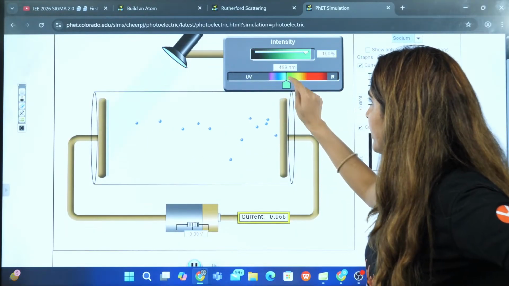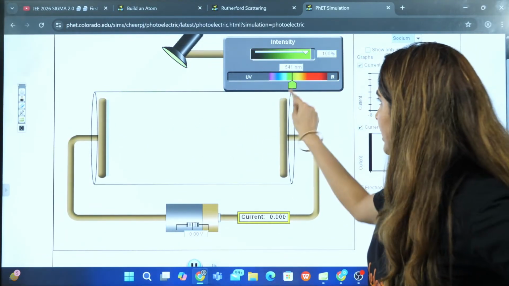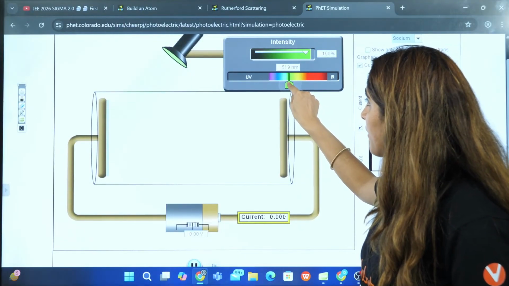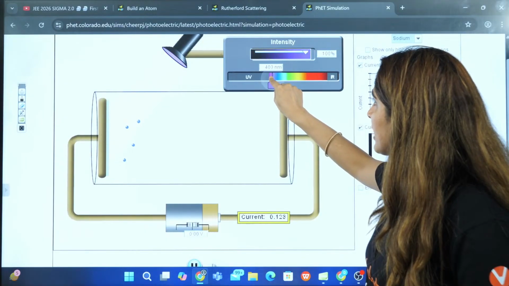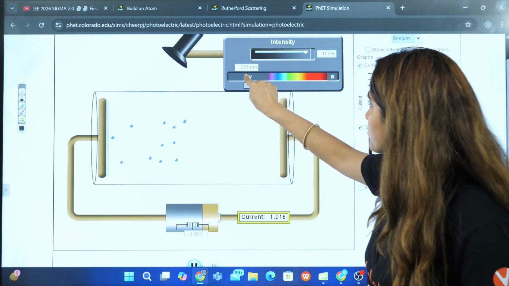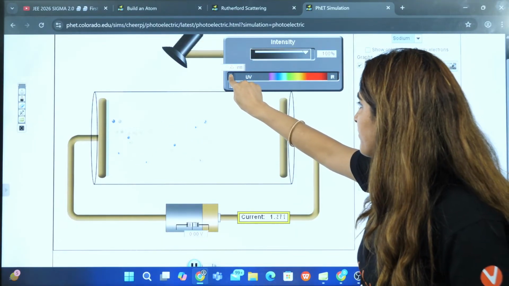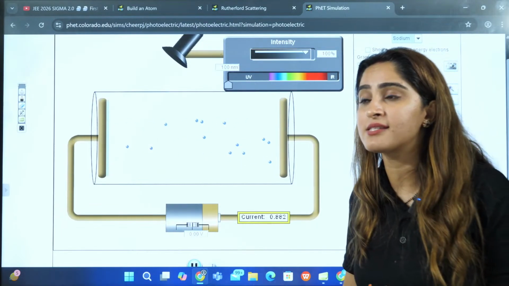Let's see, you move it here, right? Okay, there is no ejection of electron. Lambda decreases, which means the frequency is increasing. That means what is happening here? You are increasing the frequency, so the energy is increasing, right?